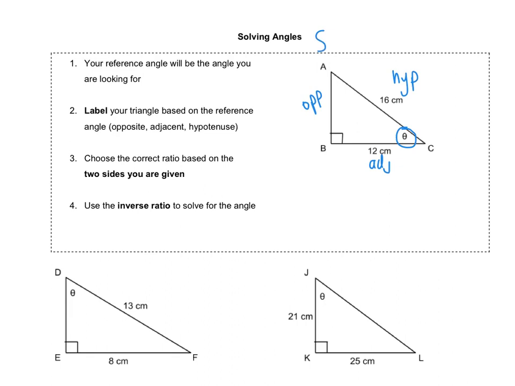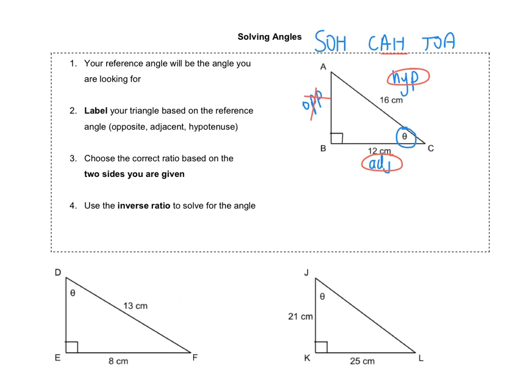Now, I need to pick my ratio from SOHCAHTOA. My angle is already the unknown measurement, so my side lengths have to be given. So when I look at my triangle, I don't know anything about opposite. So if I use opposite, that will be two unknowns, my angle and the side. But I do know the adjacent side and the hypotenuse. So adjacent and hypotenuse, AH, should make you think of cos.